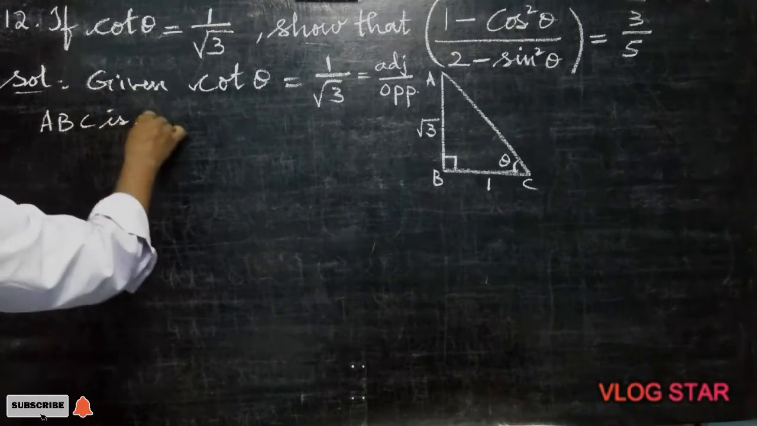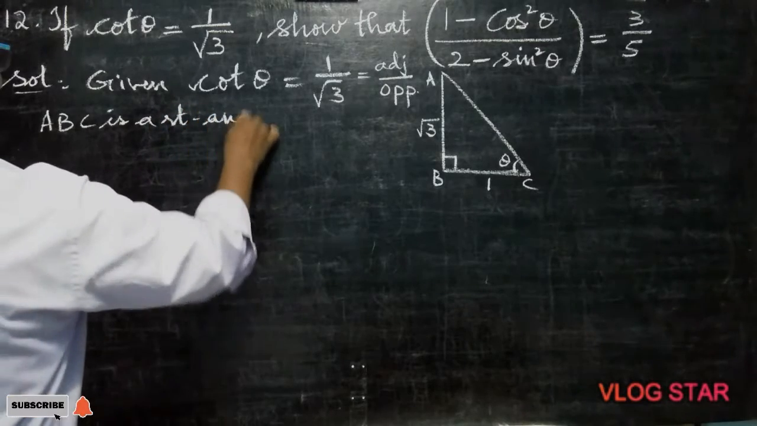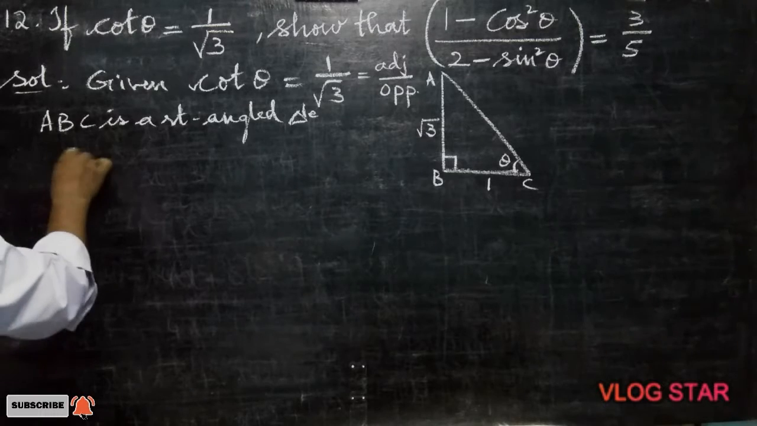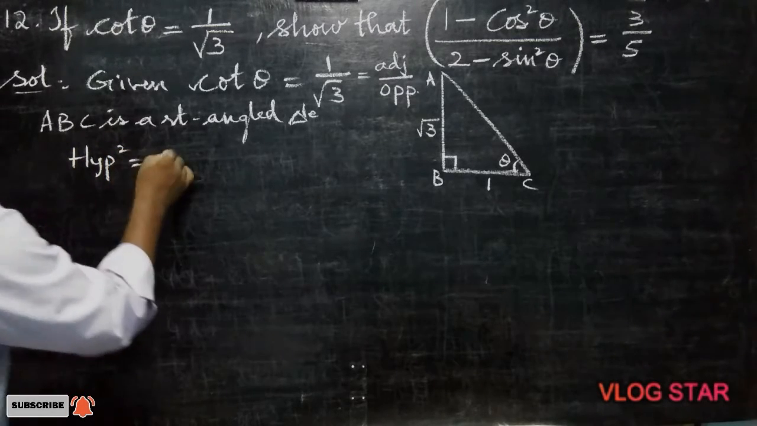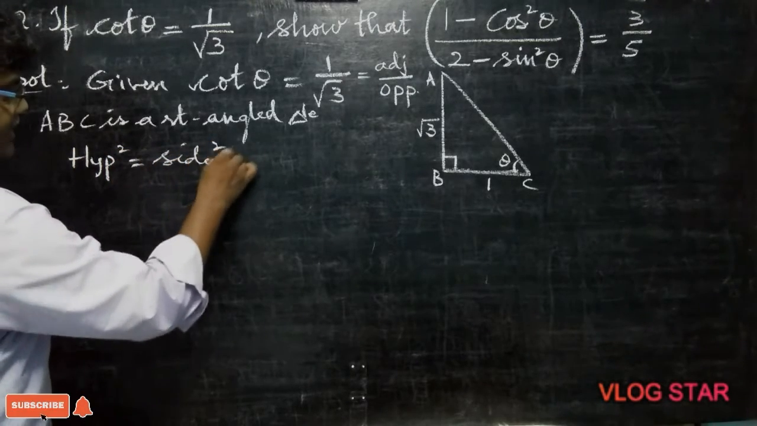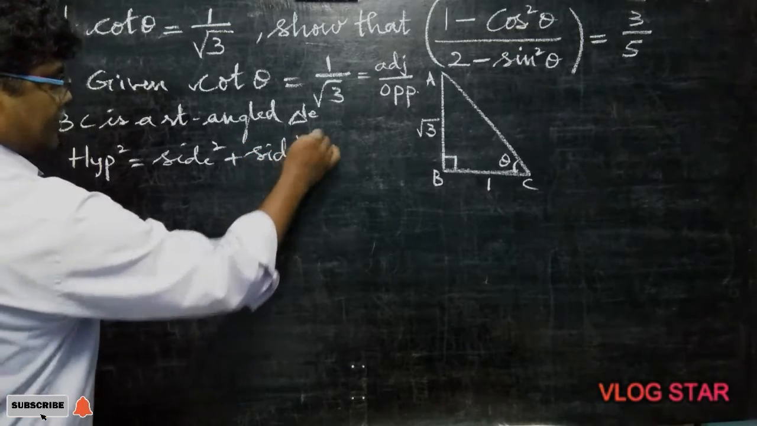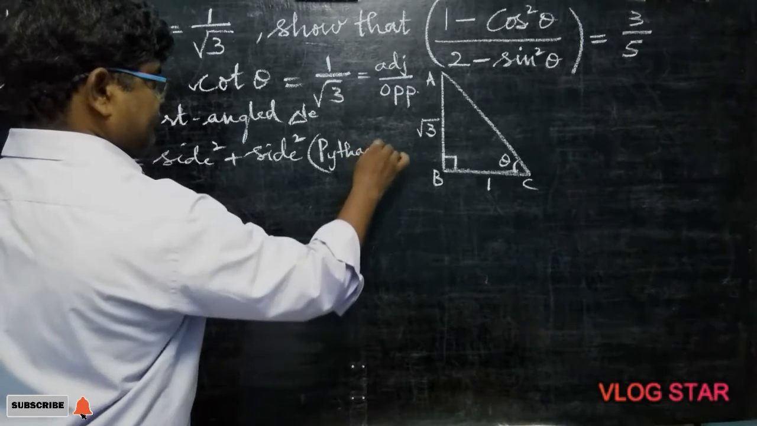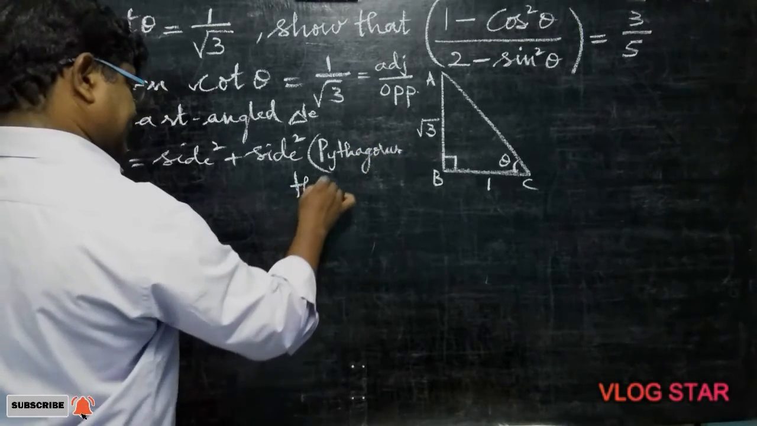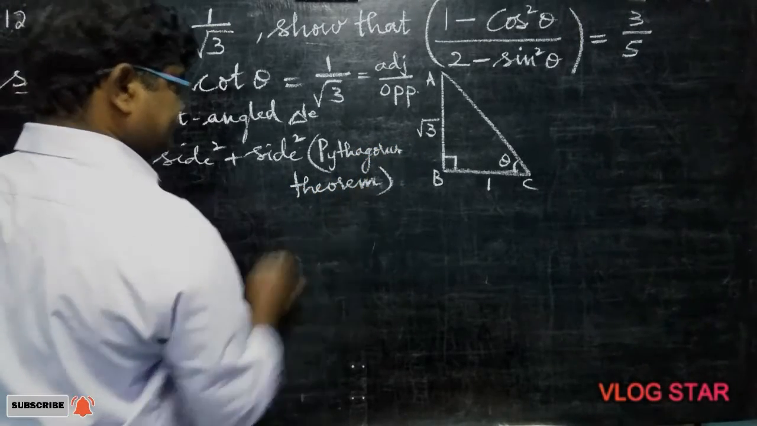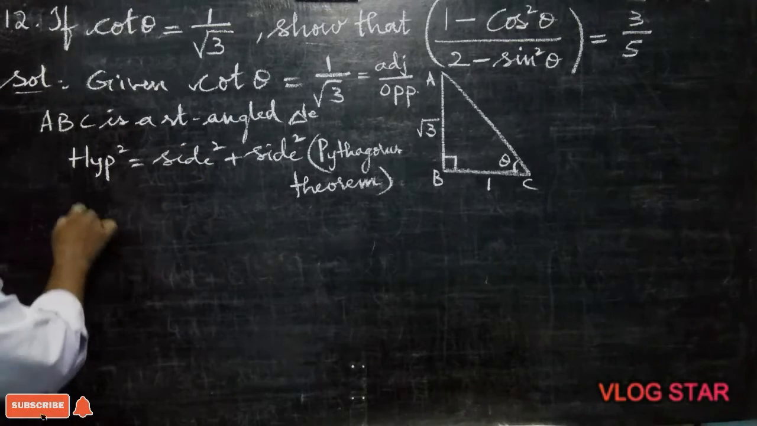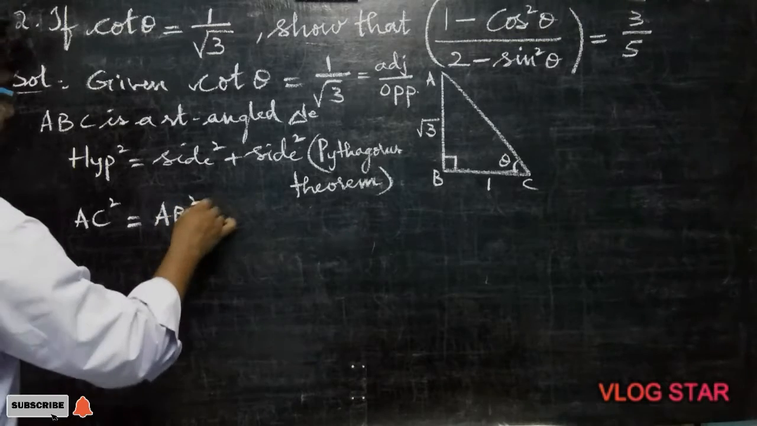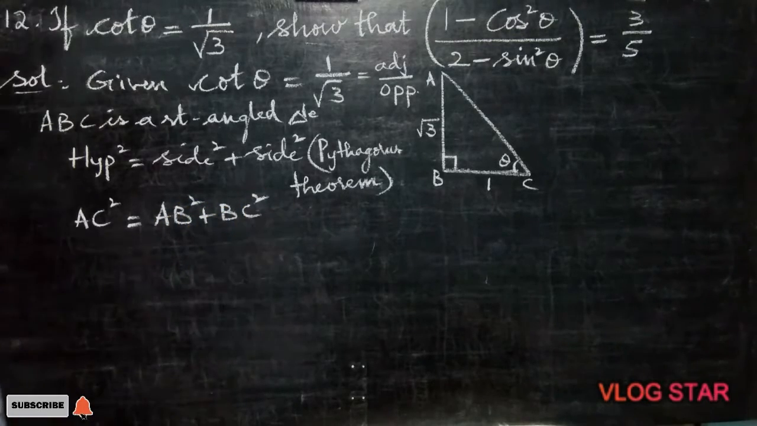ABC is a right angled triangle. So hypotenuse square is equal to side square plus side square. Who told? Pythagoras theorem. We have learned from Pythagoras theorem. You have to mention this one compulsory. Now, what is hypotenuse? AC square is equal to AB square plus BC square. Are you able to follow?